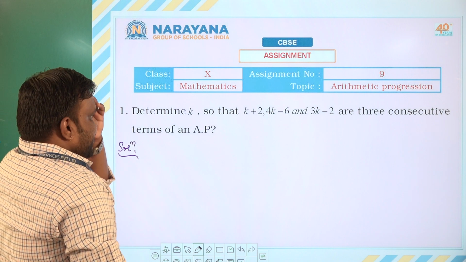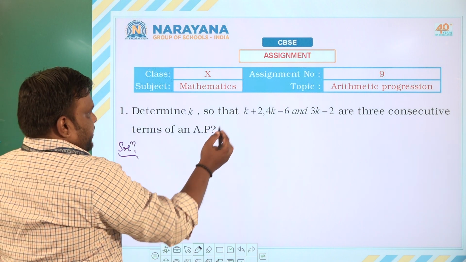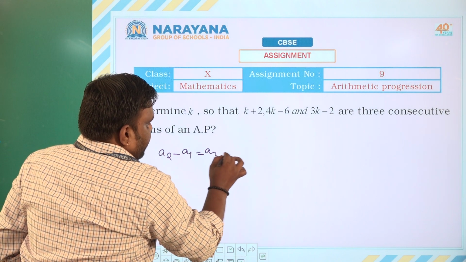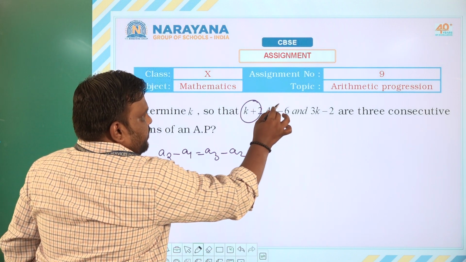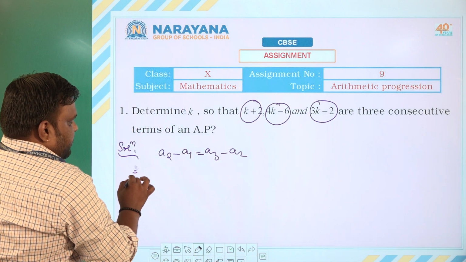So we know that when 3 consecutive terms of an AP are given, we know the condition for the common difference, that is a2 minus a1 is equal to a3 minus a2. So this is the first term, second term and third term. 3 terms are given for you, so we can directly substitute here.